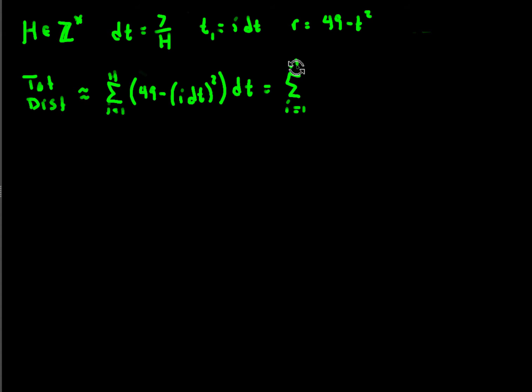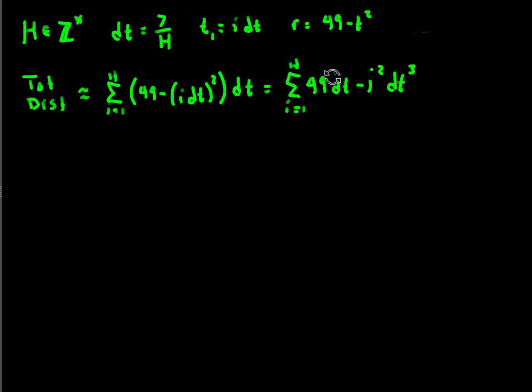So the sum from i equals 1 to h of 49 dt minus, we've got an i squared, a dt squared, and this will come in. So it'll be minus i squared times dt cubed. So this is the whole summand.